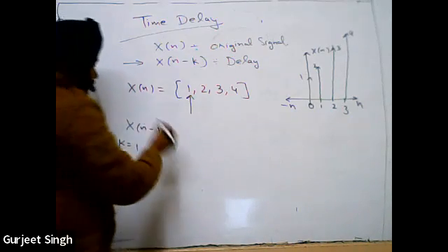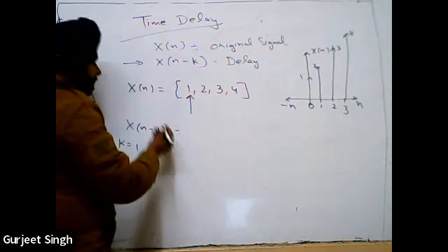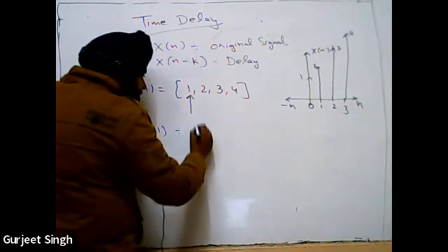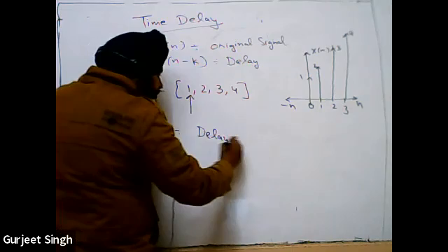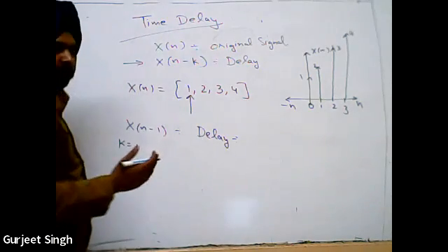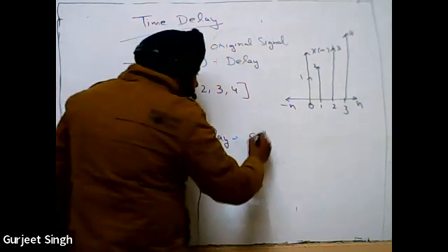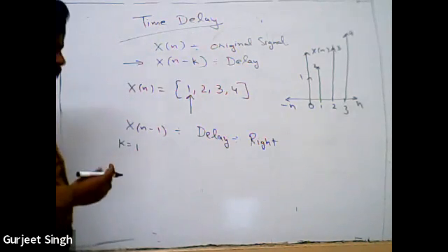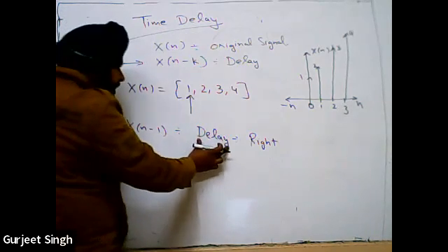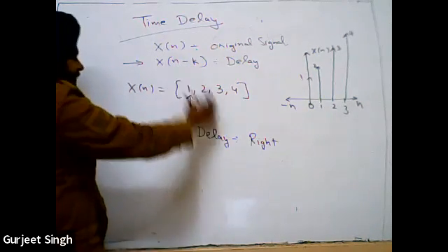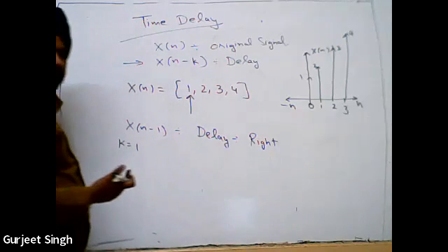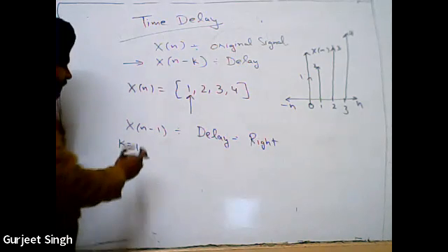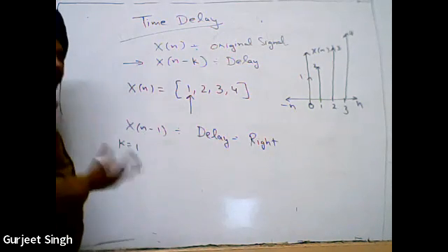When we perform the delay operation, we shift the signal toward the right side. Whenever you perform a delay, it is represented by the negative sign, and the signal shifts toward the right side. How many samples we shift the signal toward the right is equal to one sample.